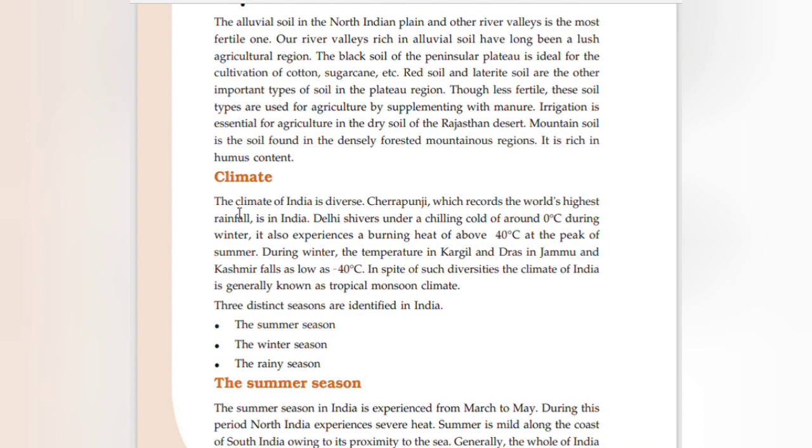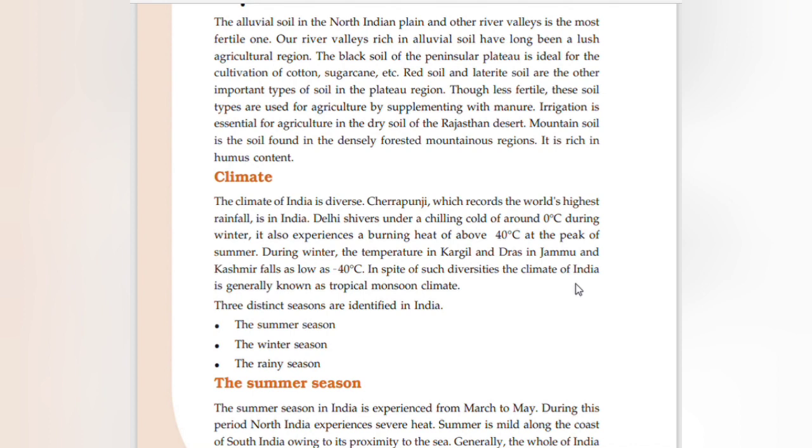Climate. The climate of India is diverse. Cherrapunji records the world's highest rainfall in India. Delhi shivers under a chilling cold during winter. It also experiences a burning heat of above 40 degrees Celsius at the peak of summer. During winter, the temperature in Kargil and Dras in Jammu and Kashmir falls as low as minus 40 degrees Celsius. In spite of such diversities, the climate of India is generally known as tropical monsoon climate.